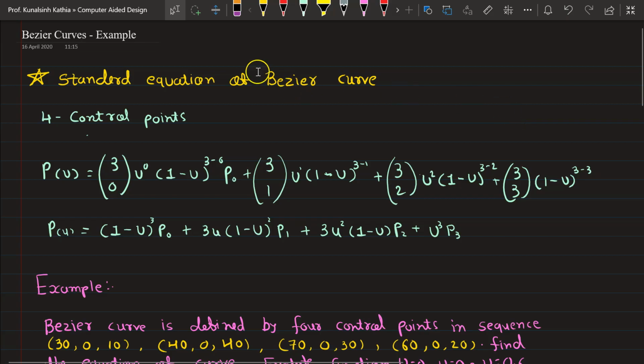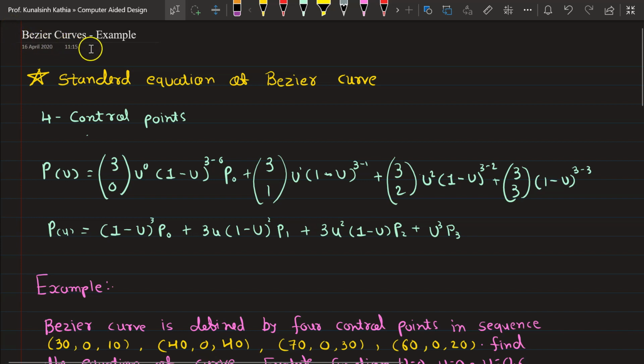Hello everyone. In today's session, I will explain Bezier curves. This is basically part of computer-aided design. First, let me give you a little bit of background regarding Bezier curves. Bezier curves are a methodology used to generate very nice and smooth surfaces.